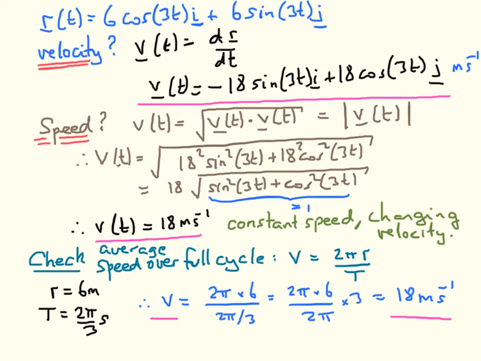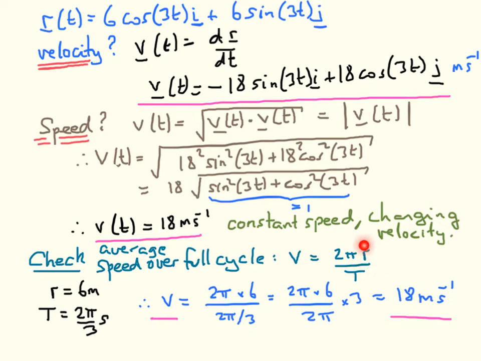And a simple check to make would be the following. The average speed over a full cycle going all the way around the circle is going to be the distance travelled, the circumference of the circle, 2 pi r, divided by the time taken, and that is the period. Now we know the radius and we know the period, so we could just substitute their values into this to work out the average speed over the full cycle. And because the speed is constant, the average speed is going to be that constant speed.